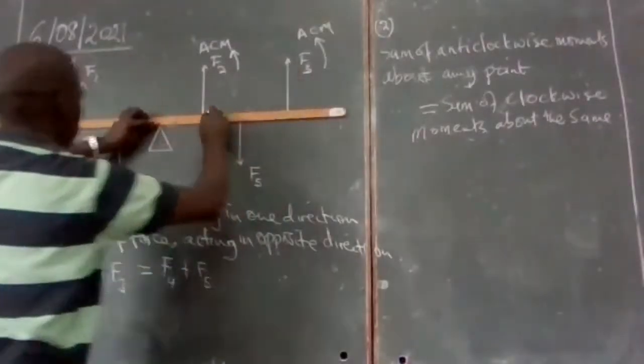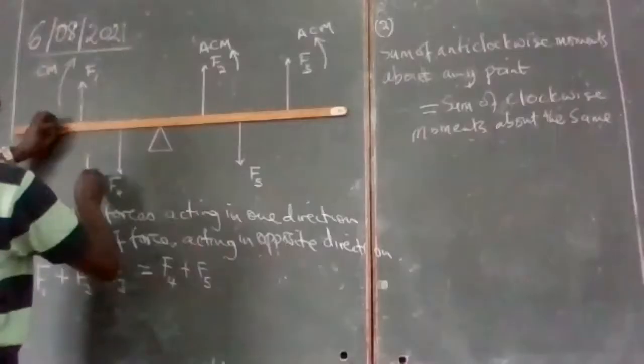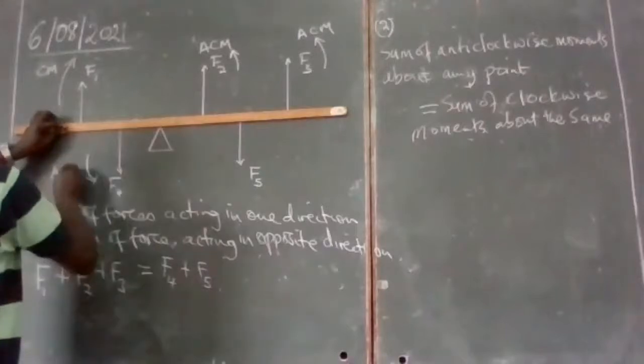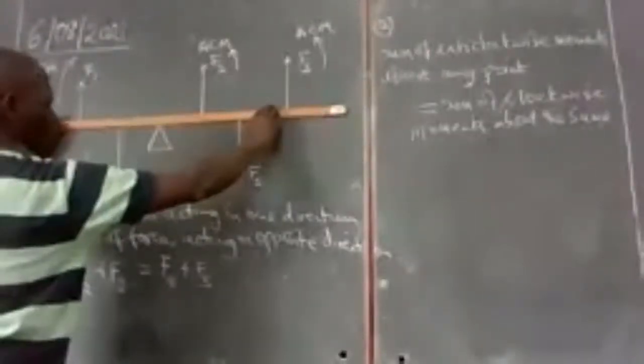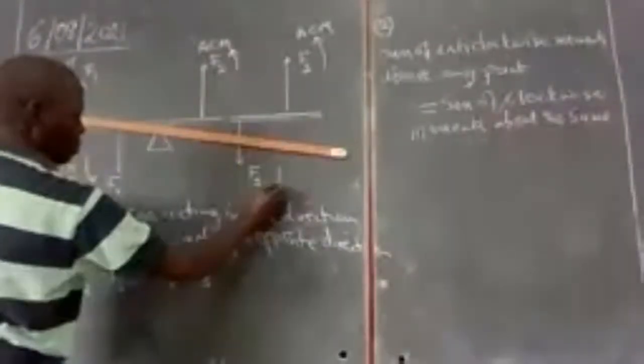Now we go to the downward forces. F4. What turning will it cause? Anticlockwise. That is okay. So this is ACM. What about force 5? Clockwise. Is that okay? That is force 5.